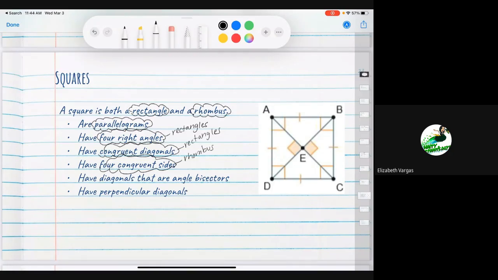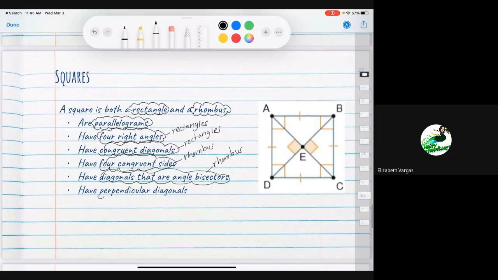It will have diagonals that are angle bisectors. Again, it's a property of our rhombus. And it will have perpendicular diagonals, which is a property of our rhombus. So basically what we're identifying here is that our square contains all the properties of a rectangle and all the properties of a rhombus. And so therefore it's also a type of special parallelogram.